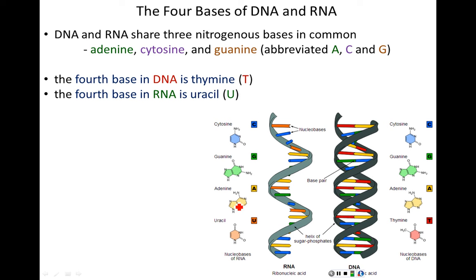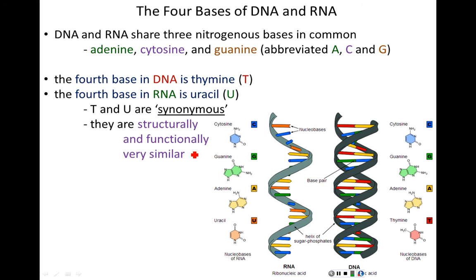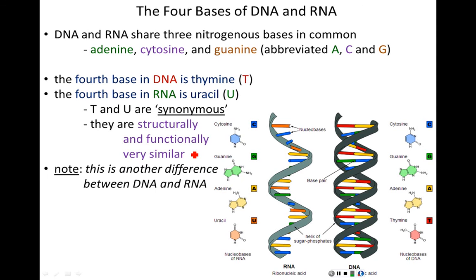Cytosine, guanine, and adenine are also present in RNA, but uracil is the fourth base there. We say that T's and U's, or thymines and uracils, are synonymous, meaning they mean roughly the same thing in their information content, and they're somewhat substitutable for each other. They're structurally and functionally very similar. And please note that I did share with you the second difference between DNA and RNA. DNA has thymine and RNA has uracil. The first difference was that the ribose sugars of RNA have two hydroxyl groups, whereas the ribose sugar of DNA has been deoxified and has only one hydroxyl group.